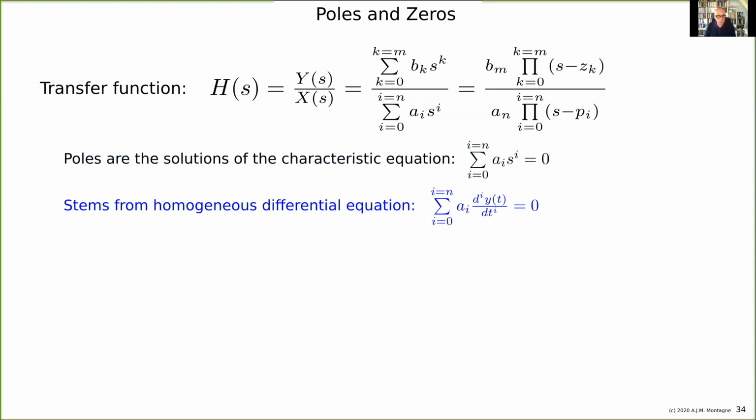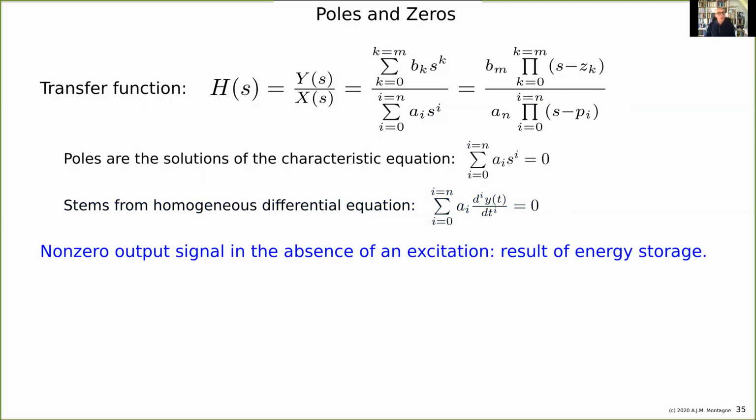And the solutions for the poles, we call them the solutions of the characteristic equation, which stems from the homogeneous differential equation. The sum of the derivatives of the output signal equals 0, even though there is no input signal, which means there is still energy stored in the system. So that is what it says, result of energy storage. There is an output signal which is non-zero, and there is no input signal at that time instant.